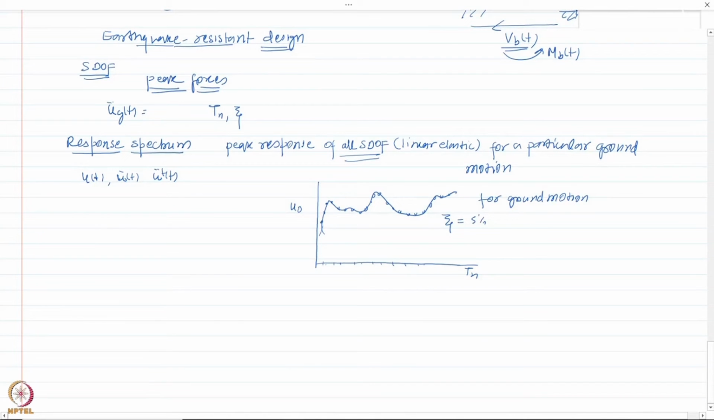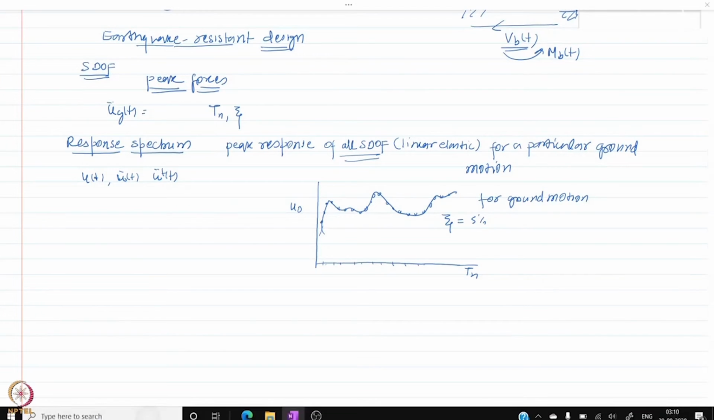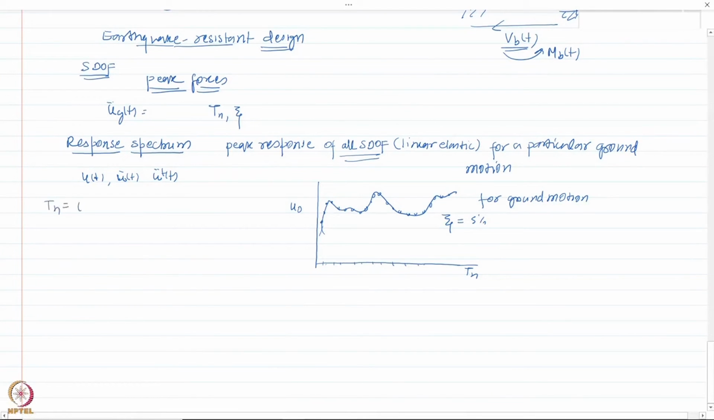Now, if that is derived and I am designing a certain system for which, let us say, Tn is 0.75 second, then I can come here and find out, for 0.75 second, what is the response of this system. So what is the value of u naught? I would basically be finding out the value of u naught, the peak displacement.